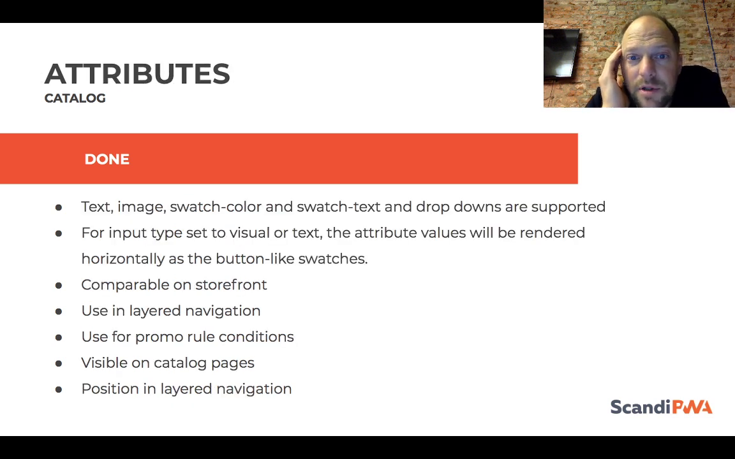What about attributes? They are supported: text, image, swatch, color, swatch text, dropdowns. And if you set input type to visual, swatch or text, the attribute values will be rendered horizontally as buttons, button-like swatches. You can see it in the theme as color circles in layered navigation, or sizes in layered navigation, or in product.